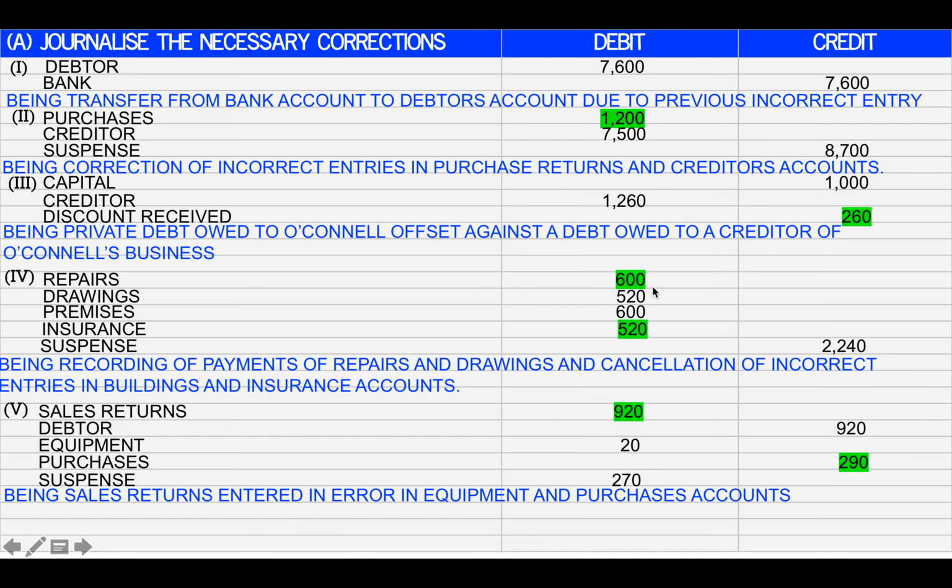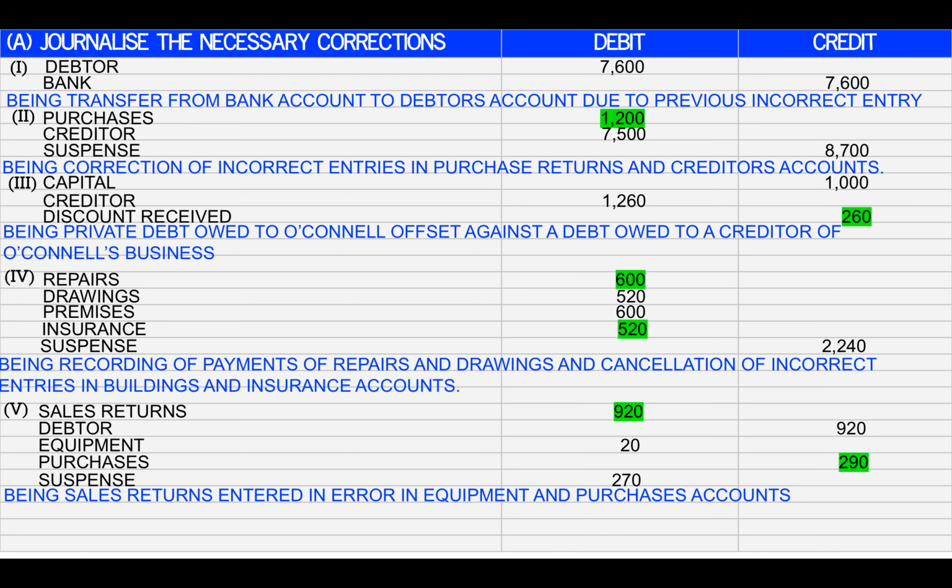Repairs is an expense belonging in the TPL, so I highlight that. Drawings goes in the balance sheet. Premises goes in the balance sheet. Insurance is an expense, so that goes in the TPL, so I highlight that. And then suspense will go in the suspense account. Number 5, sales returns 920. That goes in the TPL, so I highlight that. My debtor 920 is an asset, so I minus the asset account there. Equipment is an asset account, so that's a balance sheet. Purchases, I'm going to highlight that as well because that's a TPL item, so 290 on the credit side, and then suspense 290 debit side.